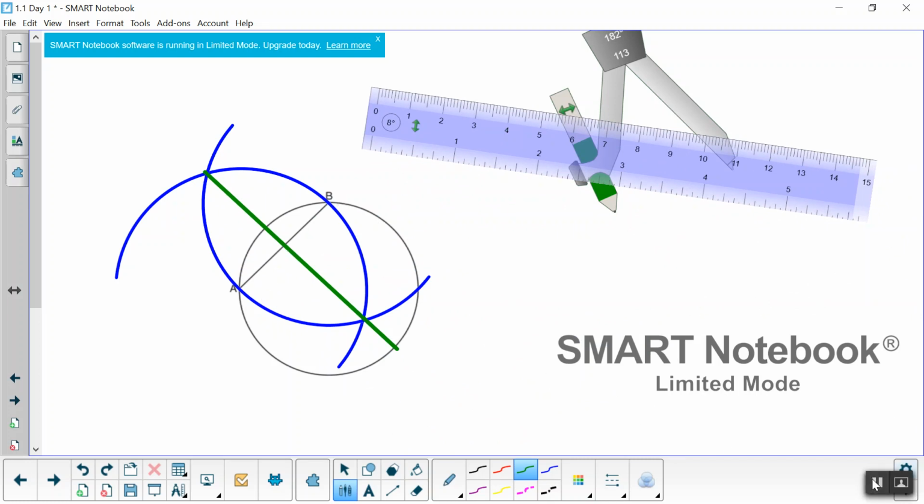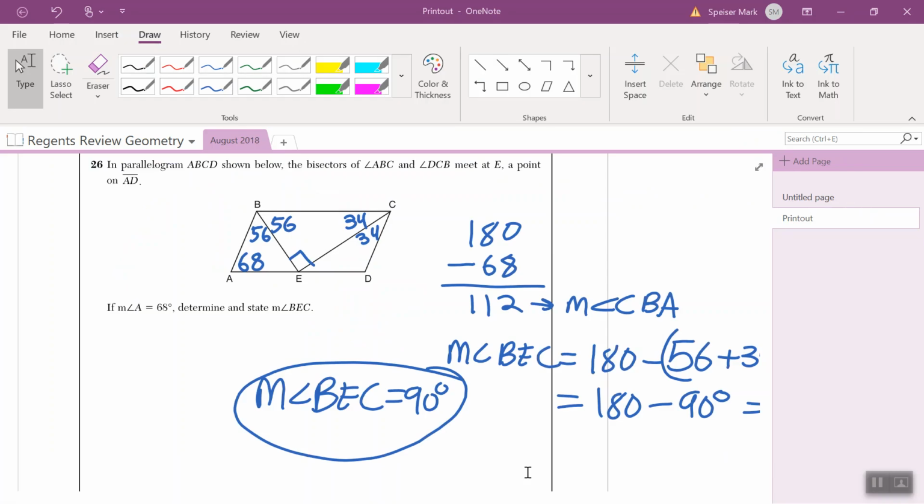On to question number 26. In parallelogram ABCD shown below, the bisectors of angle ABC and DCB meet at point E on segment AD. The measure of angle A is 68 degrees. Determine and state the measure of angle BEC.